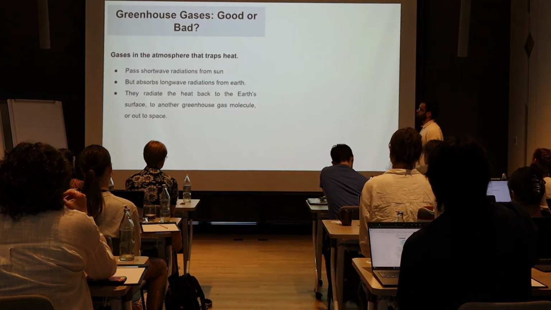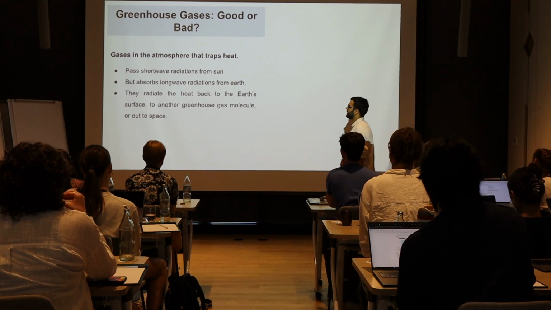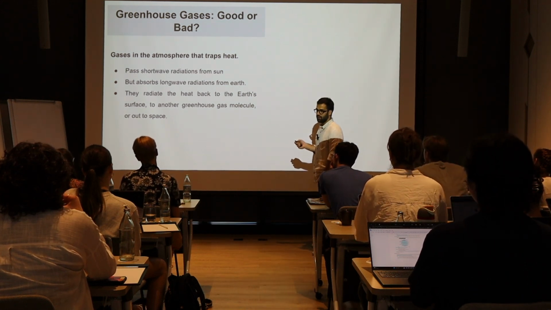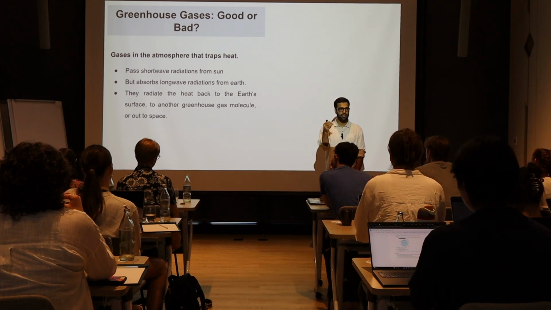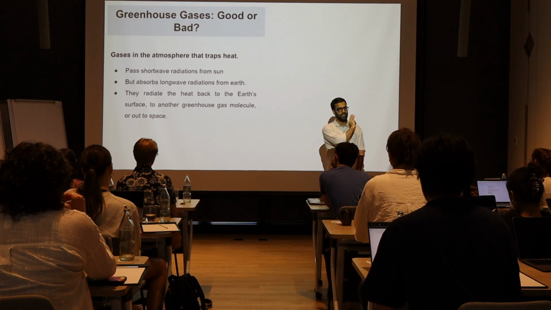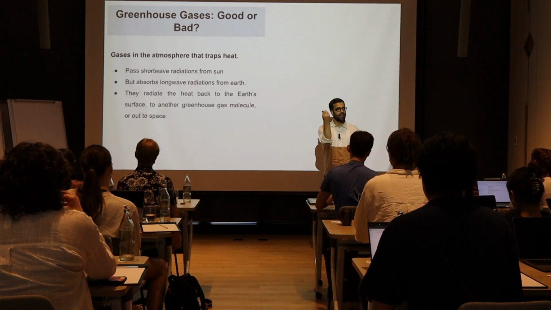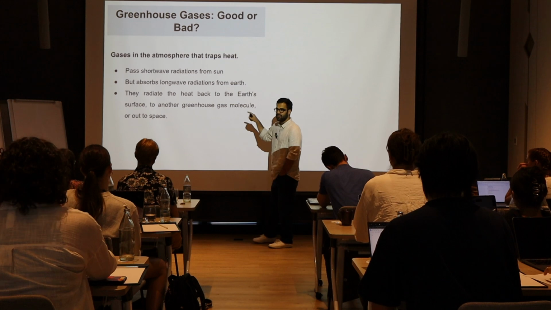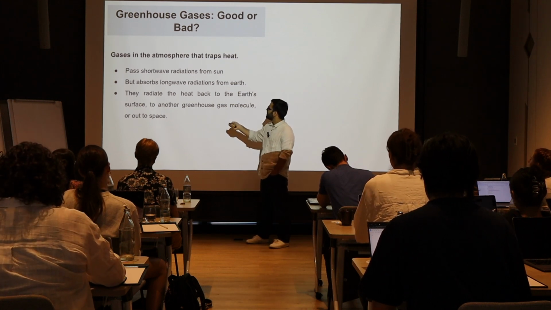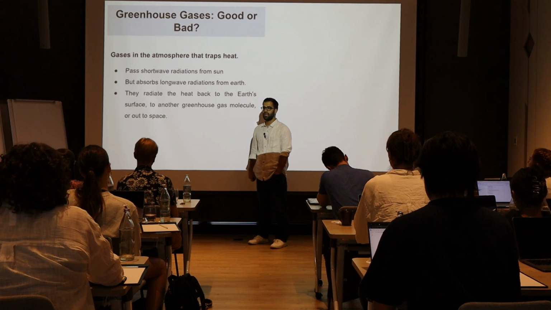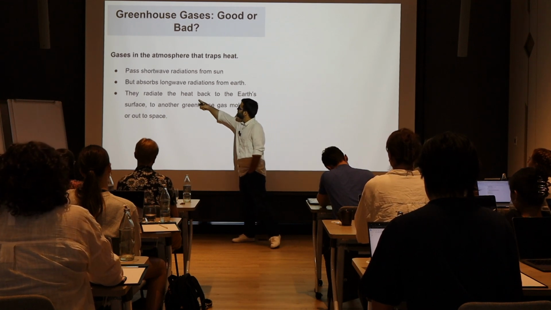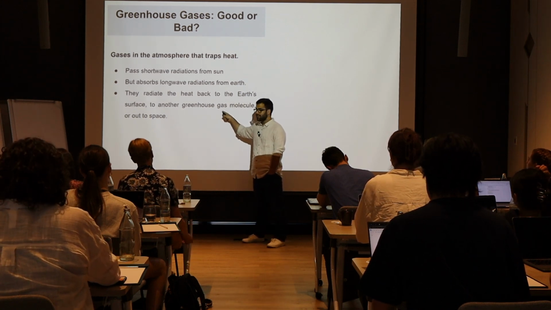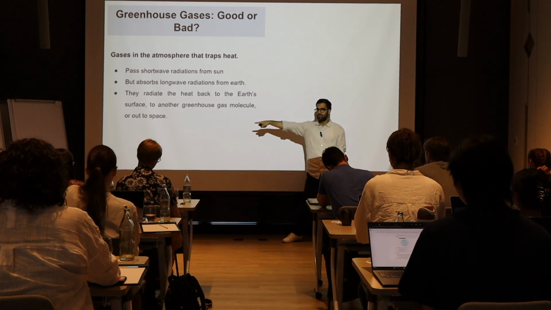Okay. So now we're going to define these greenhouse gases. Gases in the atmosphere that trap heat. They pass the shortwave radiation from the sun. They don't have any problem. Whenever there is shortwave radiation from the sun, they allow it easily. But whenever the Earth starts emitting radiation, they come to block it. So there is a one-way pass. They pass the shortwave radiation, but they absorb the long-wave radiation from Earth. And that's why the problem starts. And then they start radiating it back toward the Earth, toward other greenhouse gases, and to outer space.